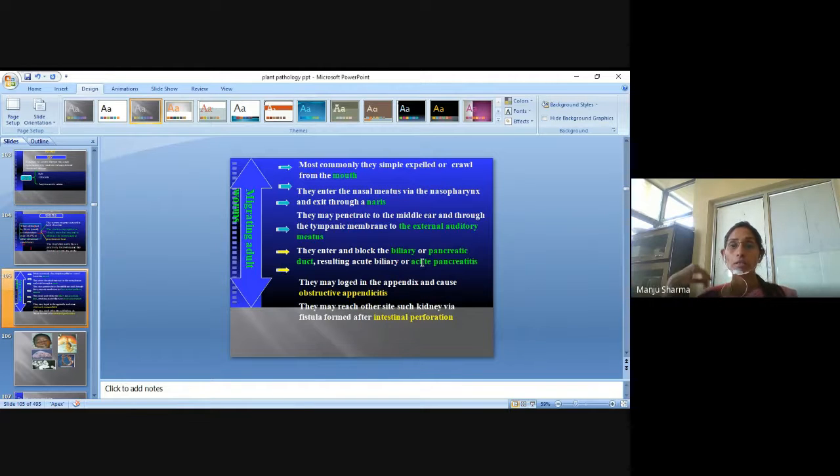This is the most common. They are simply expelled or crawl from the mouth. They enter the nasal meatus via the nasopharynx and exit through the nares. They may penetrate to the middle ear and through the tympanic membrane to the external duct.